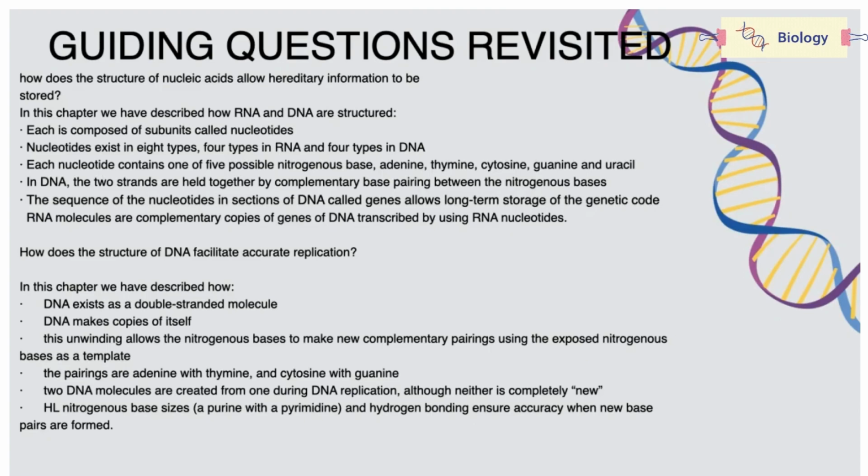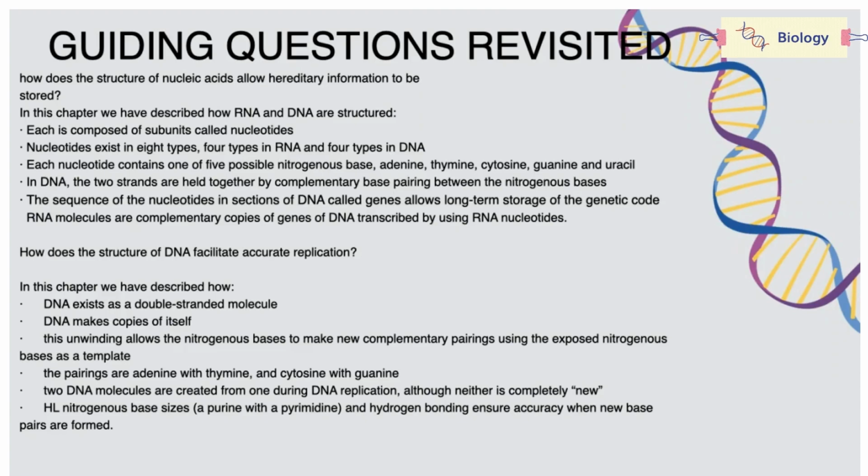In DNA, the 2 strands are held together by complementary base pairing between the nitrogenous bases. The sequence of the nucleotides in a section of DNA called a gene allows long-term storage of the genetic code. RNA molecules are complementary copies of genes of DNA, transcribed by using RNA nucleotides.